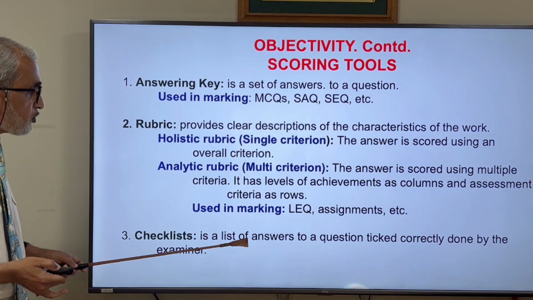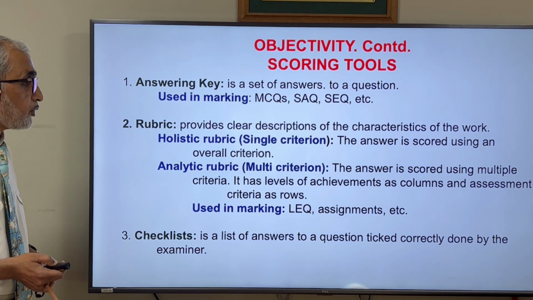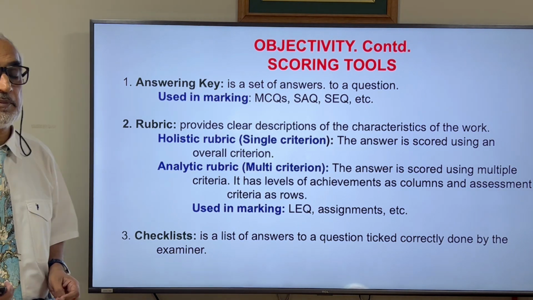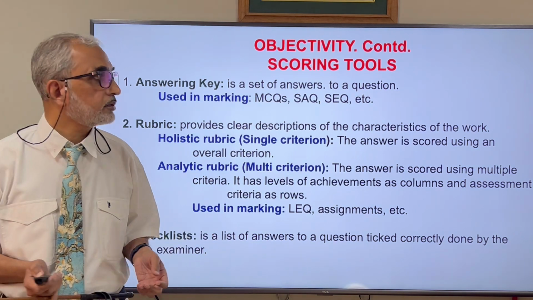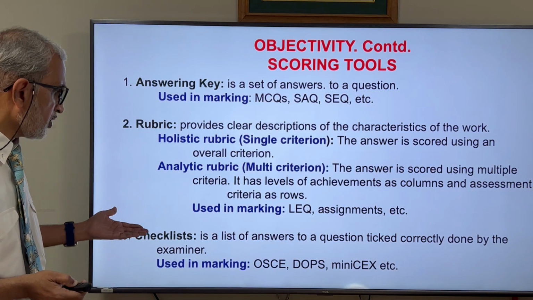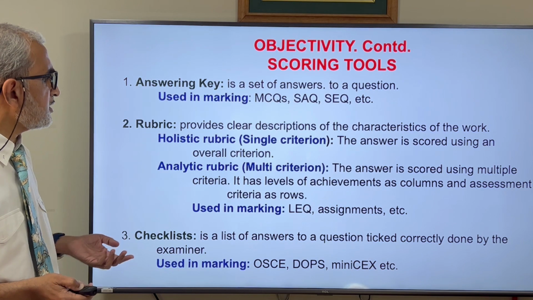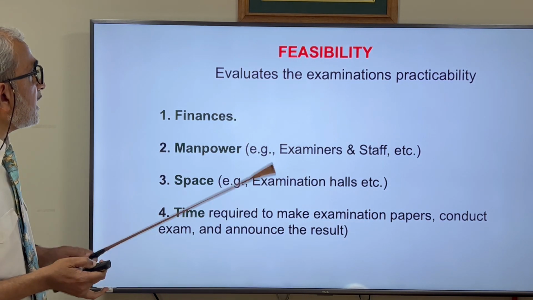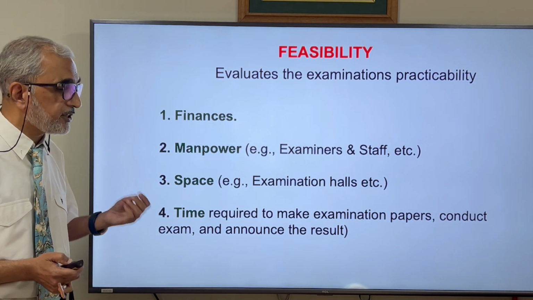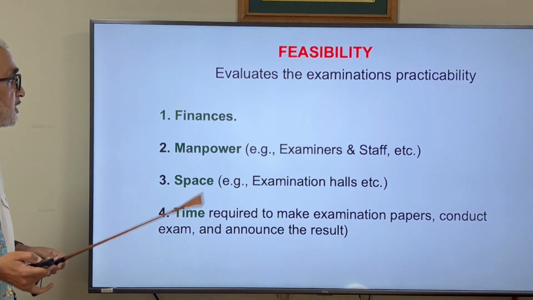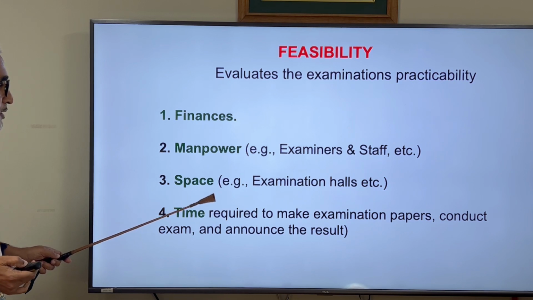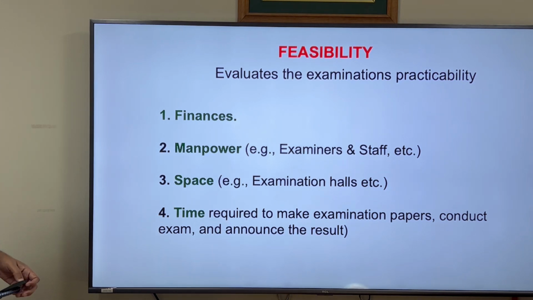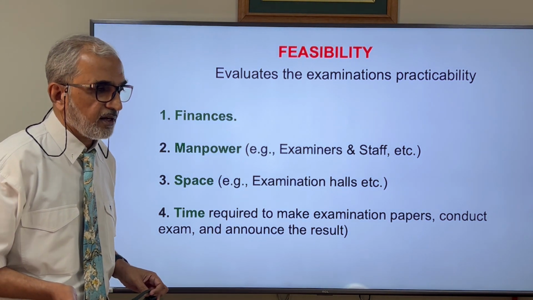Checklist is a list of answers to a question, ticked as correctly done by the examiner. These are the scoring tools which are commonly used. It is used in OSCE, DOPS, Mini-CEX, etc. Feasibility evaluates the examination's practicability, how practical it is in terms of finances, manpower, space, and time required to make the examination paper, conduct the exam, and announce the result, etc.